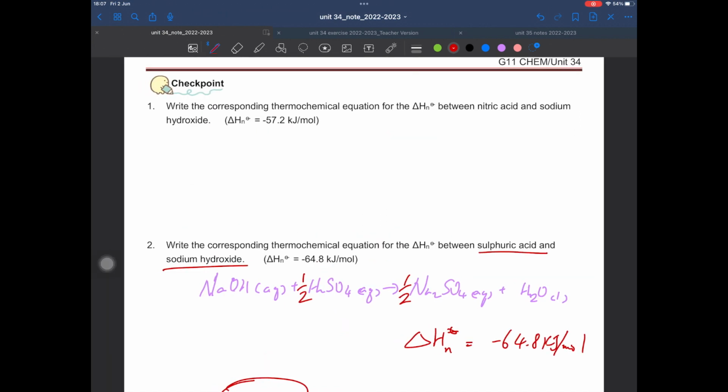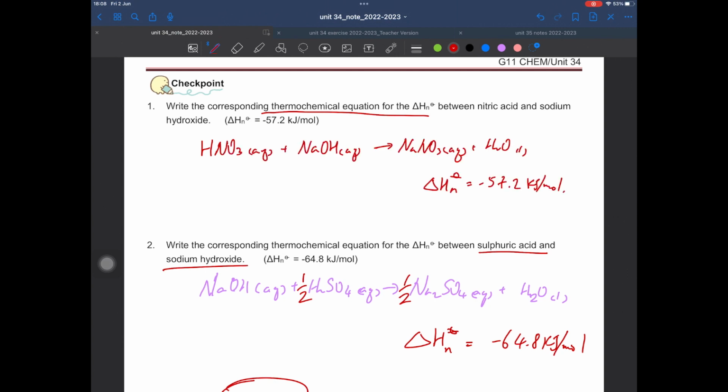Next one is page 18, checkpoint 1. Now this is the thermochemical equation between nitric acid and sodium hydroxide. I think this is easy. With the information given, the answer is here.